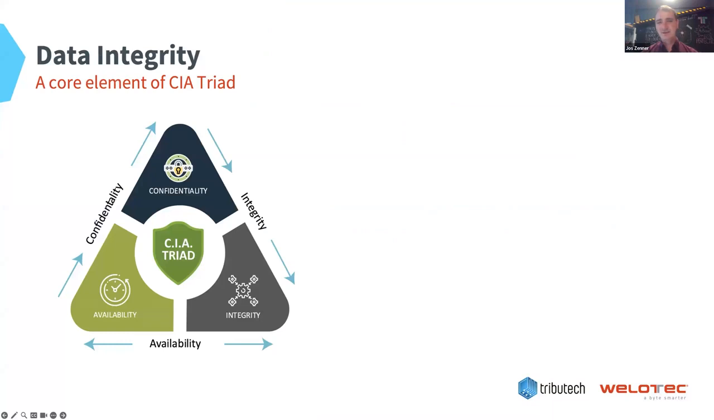So talking about data integrity, or talking about cybersecurity first. If we're looking at different concepts, we can look at the CIA Triad. This one is defining confidentiality, integrity, and availability. And these are the three pillars of cybersecurity, and all are very important.